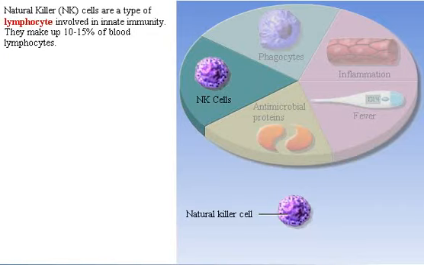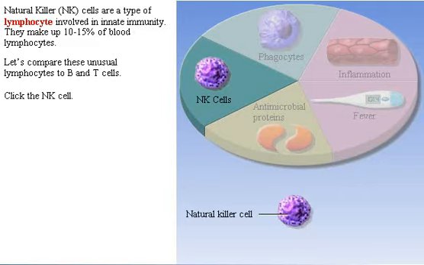Natural killer, or NK, cells are unusual. They are a type of lymphocyte, and yet they are involved in innate immunity. They make up 10 to 15% of the lymphocytes circulating in the blood. Let's compare these unusual lymphocytes to B and T cells.